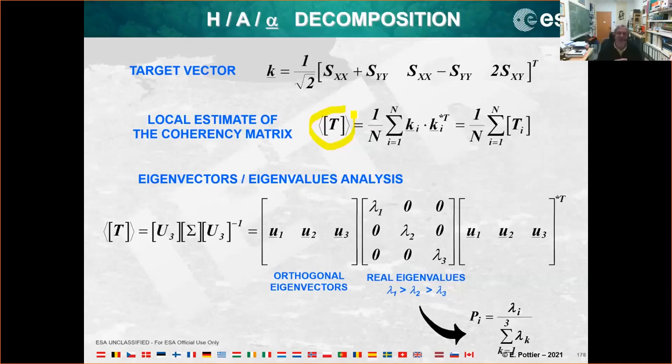This is something very important. So it means that I have three orthogonal eigenvectors, which are equivalent to the target vector that I presented to you this morning. So it means that I can reconstruct three orthogonal scattering mechanisms. And I have three real eigenvalues, which are positive. And from them, I can define what we call the pseudo-probabilities of a scattering occurring, which are given here. So this is a ratio of one eigenvalue divided by the sum of the eigenvalues.